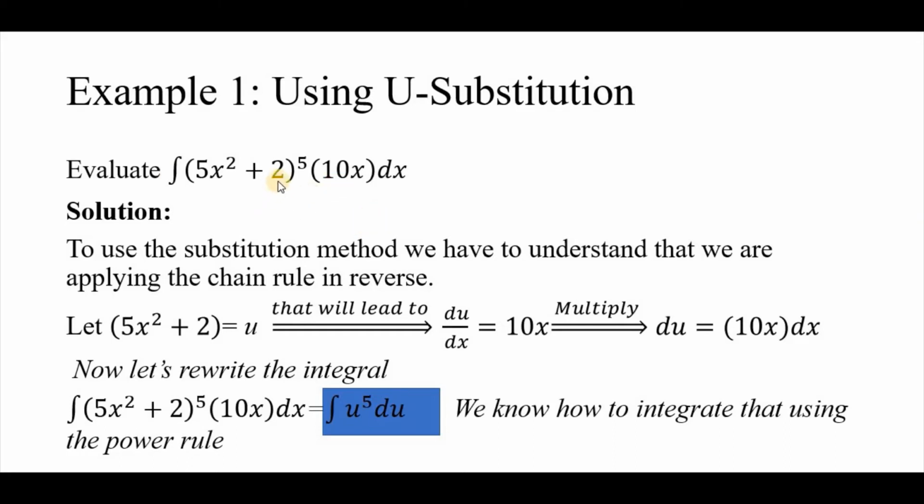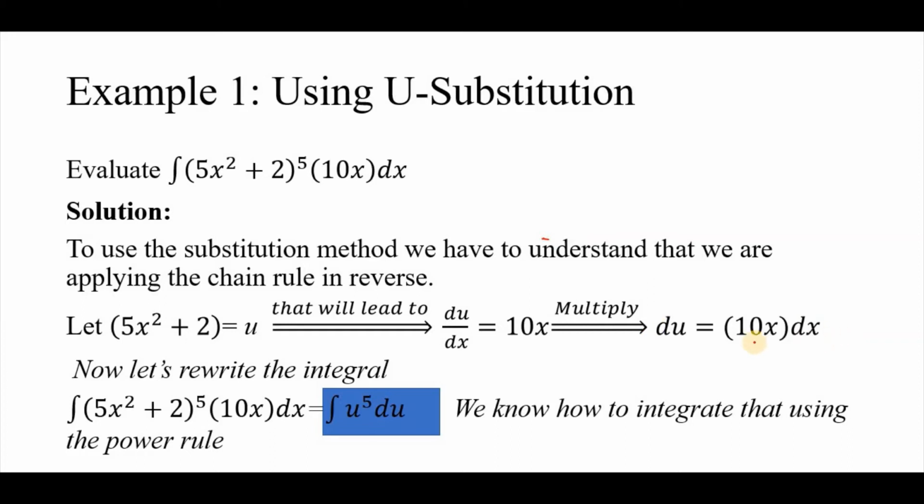First, we're going to look at the inner function, and we're going to say that the inner function is equal to u. Then we're going to differentiate u with respect to x, so we compute du over dx. If you do that, you're going to get 10x. Now, I only want du, I don't want du over dx, because I want to substitute in here. So I'm going to multiply across, and we get du equals 10x dx.